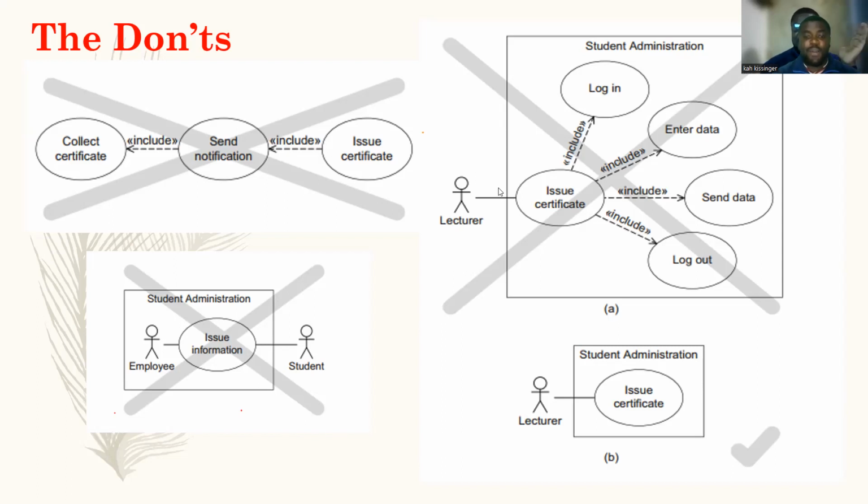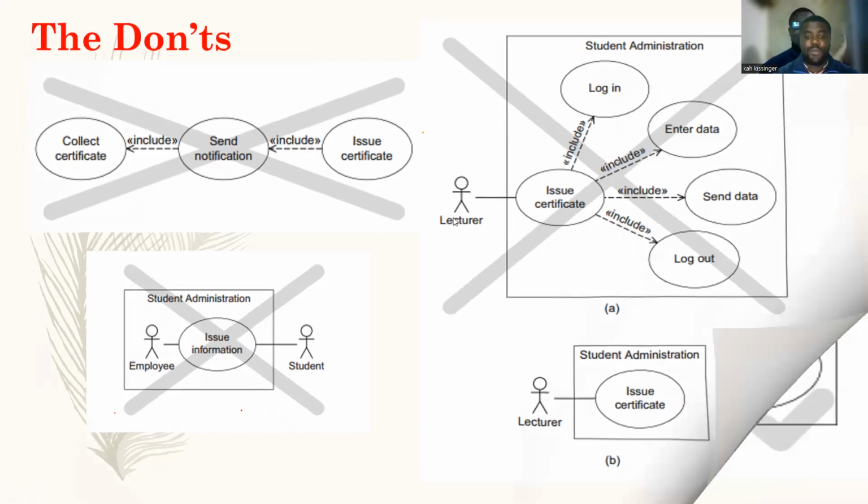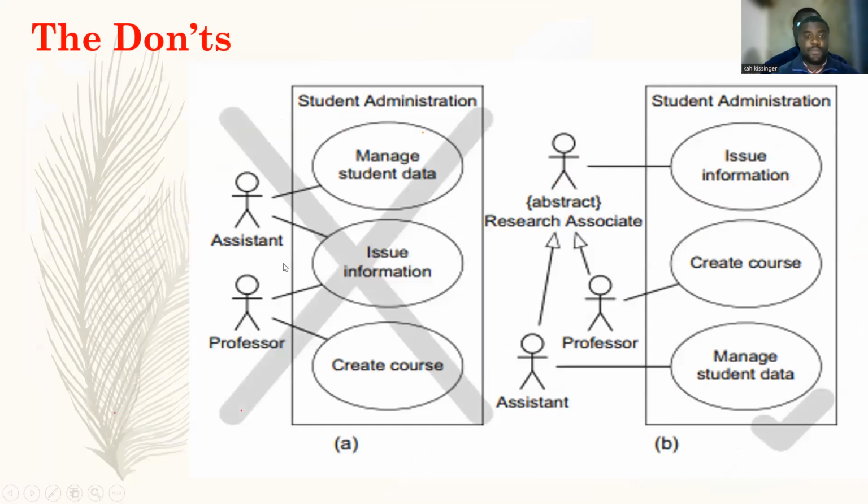Secondly, let's look at another example that talks about relationships. Now see, assistant manages student data. Assistant as an actor also issues information. Professor as an actor issues information. Professor as an actor creates course. But this is wrong. Why? Because assistant and professor are sharing one use case. It shouldn't be so. What should happen?